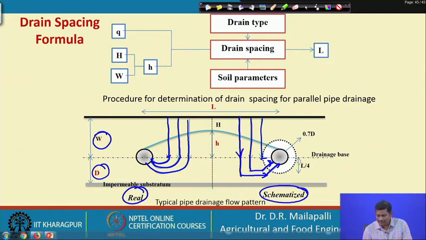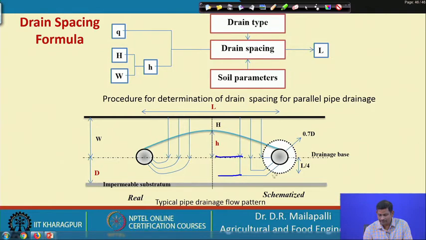Okay. So mostly here, for radial flow, the diameter is 0.7 D. So this is, let us say, the radial flow of influence, and the horizontal flow will be taking place at about L by 4, at a depth of L by 4. So from the drain base to L by 4 below, the horizontal flow will be taking place. These are the assumptions we need to make to schematize or model the drain, or to find the drain spacing formula.